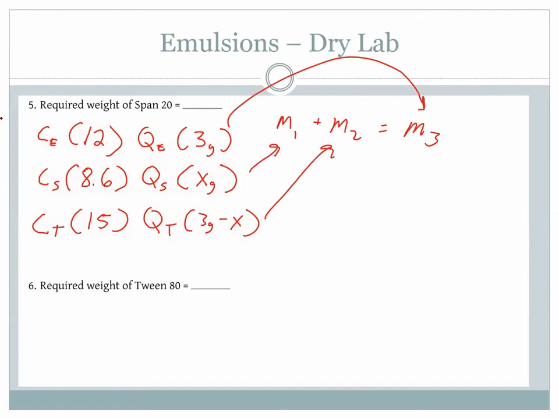So go ahead, I'll give you a second to see if you can figure it out. I'll work it out here in a minute, but if you can see that algebraic setup, practice your algebra, see how you do it. And essentially you're solving for X, and X will be the weight in grams of your Span 20.